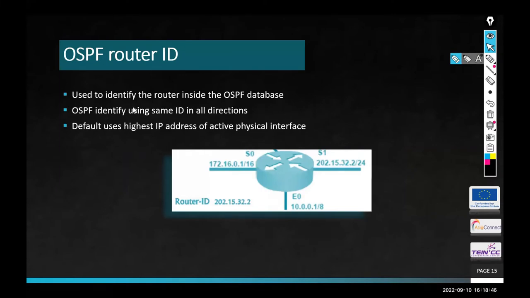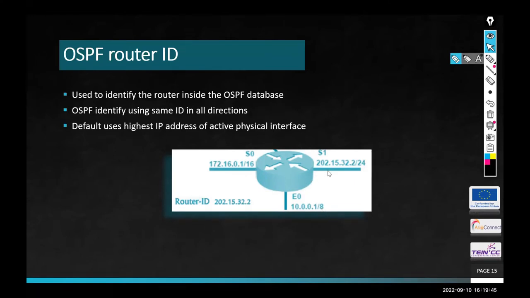I already discussed the OSPF router ID, which is used to identify the router inside the OSPF database. In OSPF, it's not mandatory that your router ID be reachable from other routers. But if it is reachable, you can telnet or SSH through the router ID. You have to consider the router ID when you are configuring OSPF to identify the routers. So here, you have three connected interfaces: 172.16.0.1, another 202.15.32.2, another 10.0.0.1/10.